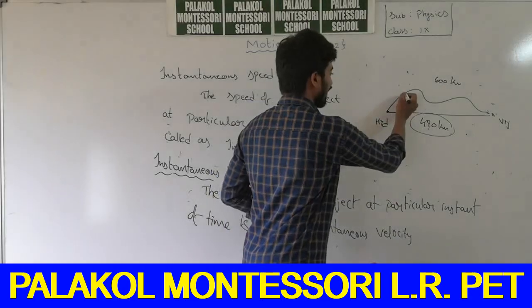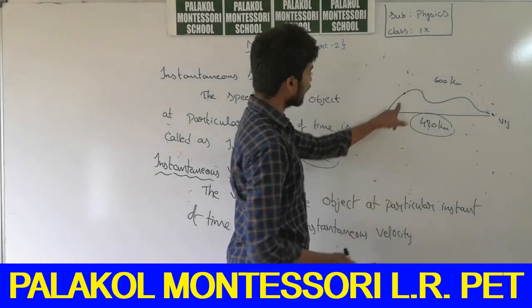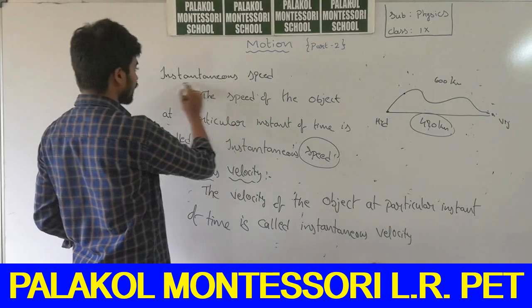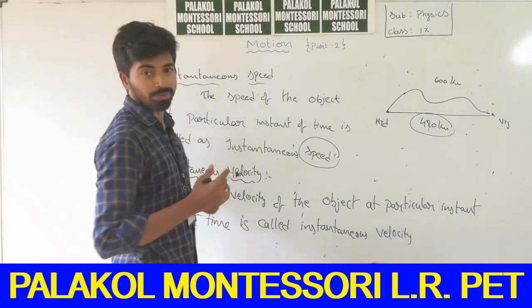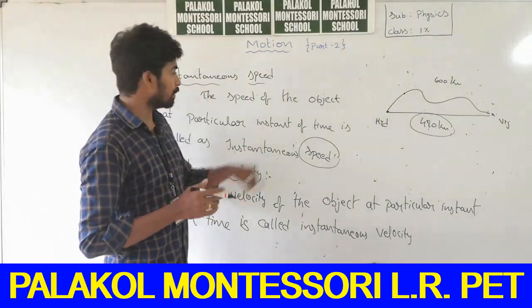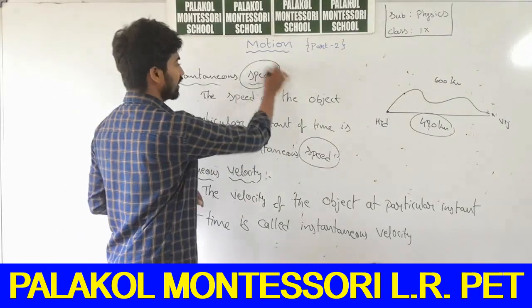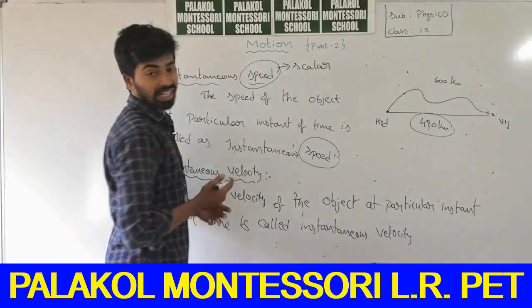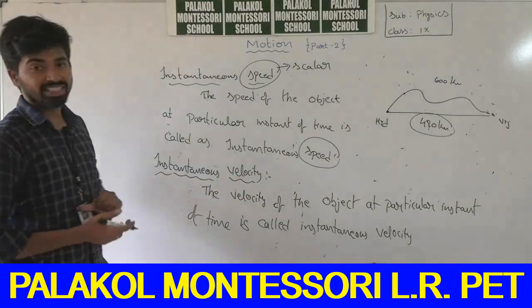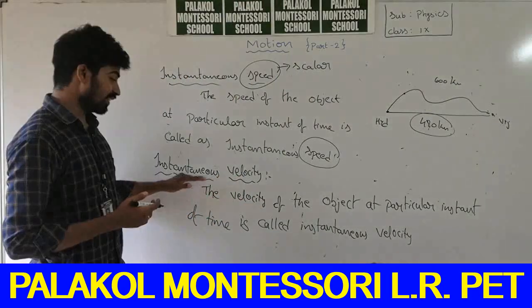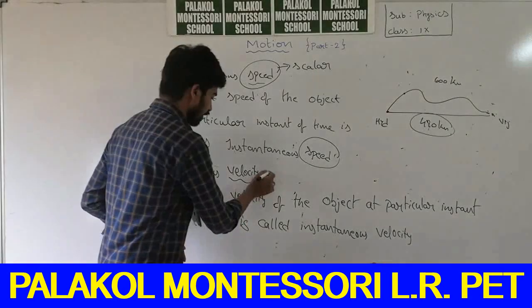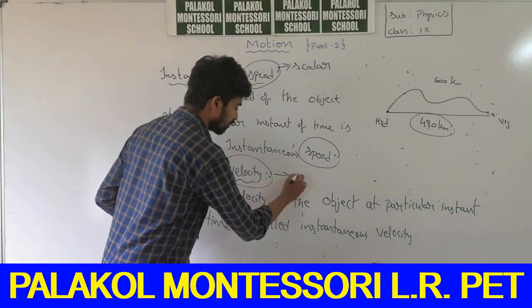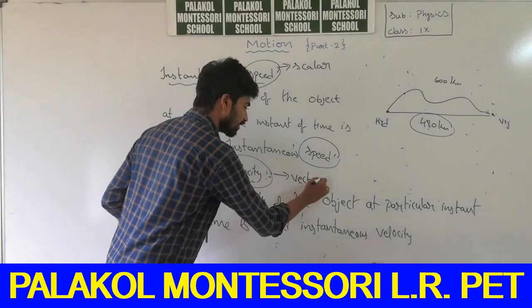If you want to know the direction of the instantaneous velocity: for instantaneous speed, you need not discuss the direction. Why? Because speed is a scalar quantity. It doesn't have any direction. Whereas instantaneous velocity is a vector quantity. Then what is the direction of this vector quantity?